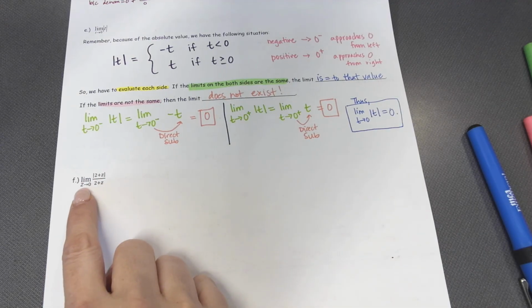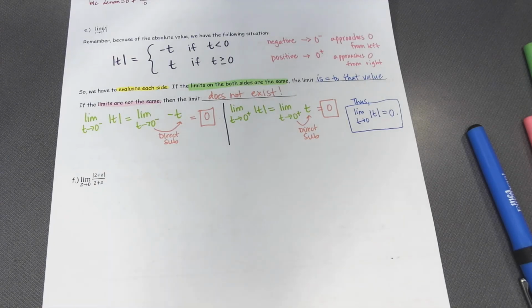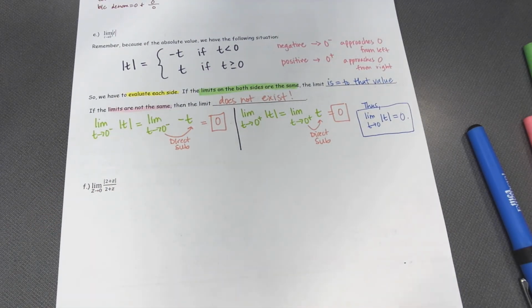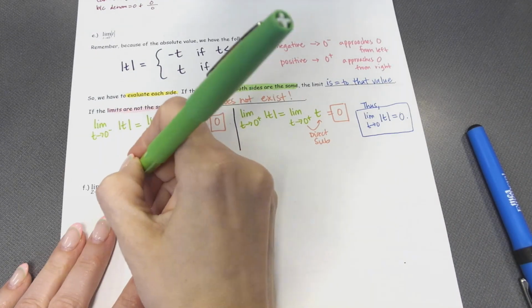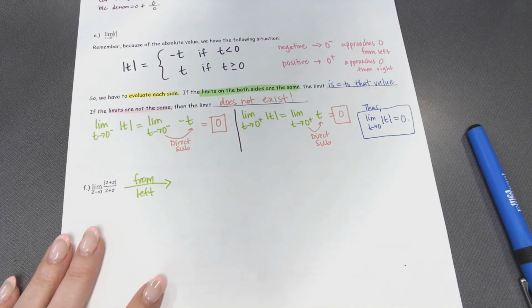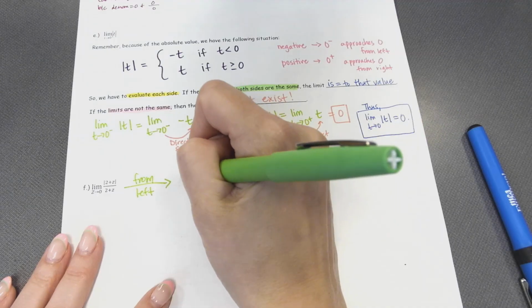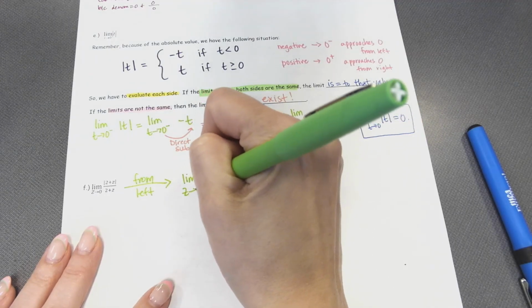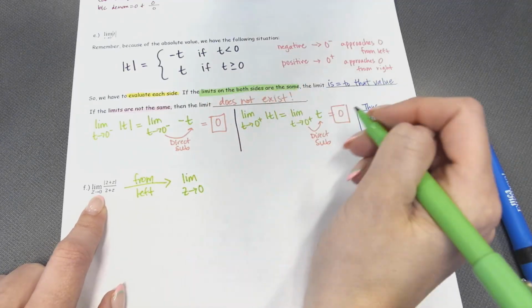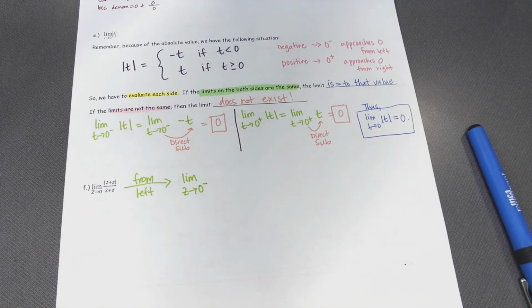So this is the limit as z goes to 0. This should be a lowercase z. It looks capital to me here, but just so you know, those are the same variable. So because of the absolute value, we're going to find this from the left and we're going to find it from the right. So first we're going to go from the left. So from the left, we're going to do the limit as z goes to 0, and then you have the negative for the left.